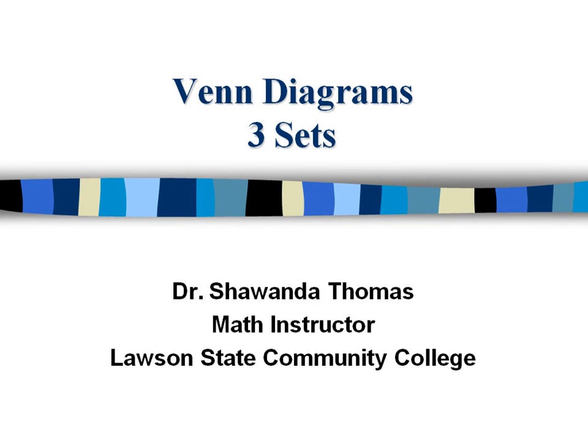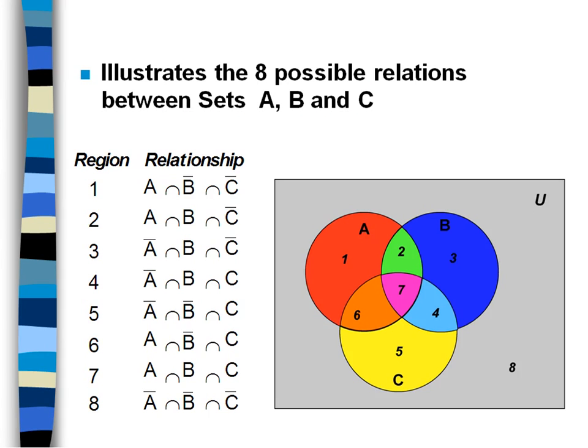This is a presentation on Venn diagrams with 3 sets. The Venn diagram to your right illustrates the 8 possible relationships between sets A, B, and C. So you take a look at the numbers that are inside the circles.